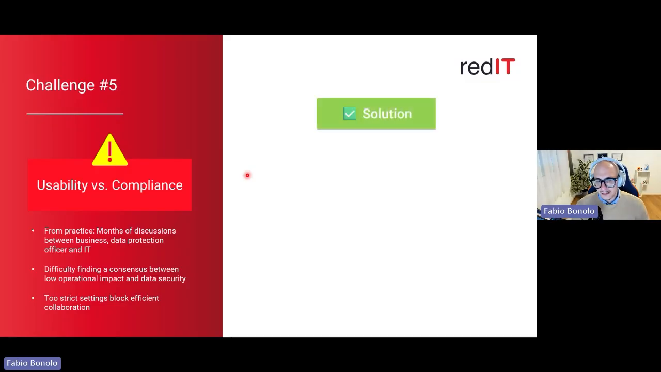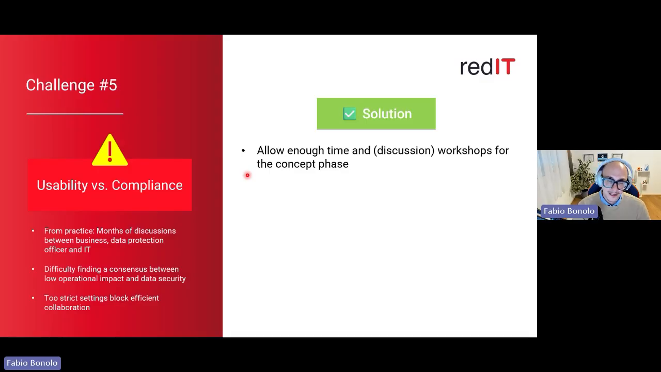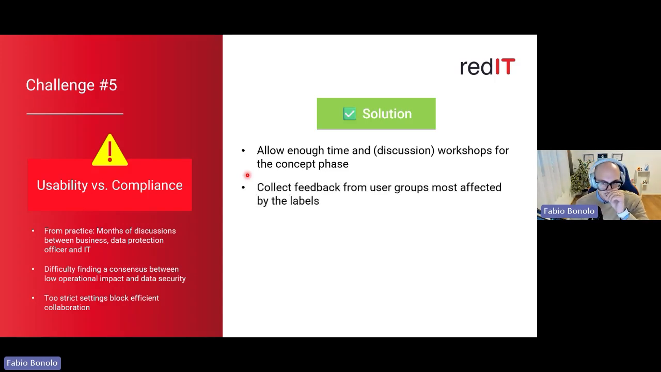Here it's really important that you allow enough time for the concept. When you design a sensitivity label project, I would calculate at least 6 months of conceptual discussions and multiple workshops to really get a commitment from all interested parties, because this is the baseline and the foundation for your later technical configuration.